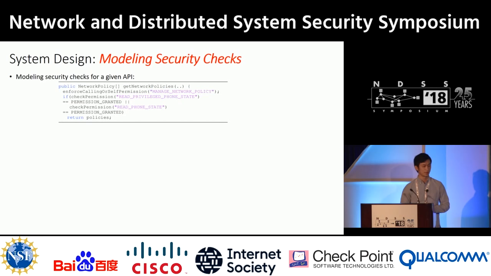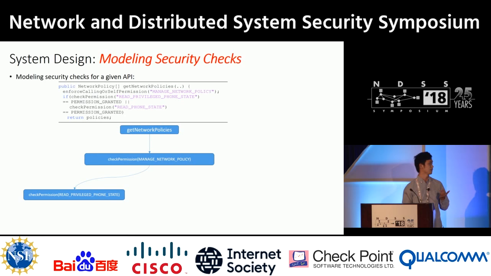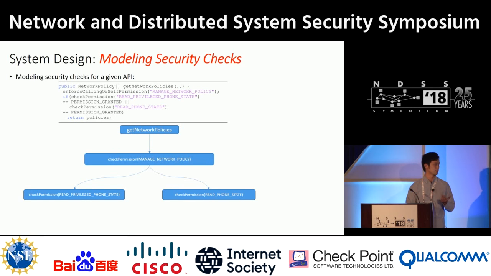Now to illustrate how we model security checks for a given API, let's look at this example. This API will first check if it has the permission manage network policy. If so, it checks if it has the permission read privileged phone state. If not, it checks if it has the permission read phone state. And it will return the network policy accordingly.